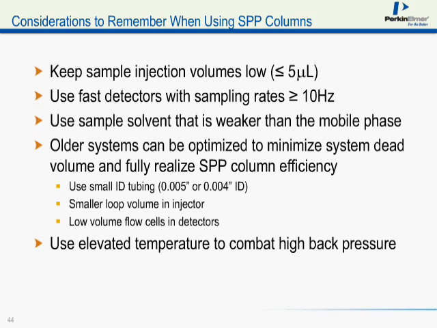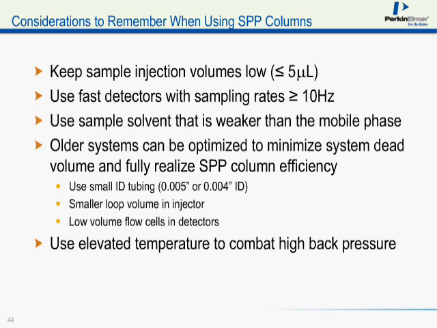The other thing, and I mentioned this earlier, is using faster detectors. Usually sampling rates of about 10 hertz or even 20 hertz are ample for most of these analyses. If you get into a sub 1 minute analysis, you might even have to go to a higher sampling rate, but generally that's not the case. Most people are running things in 2 to 3 minutes or more.